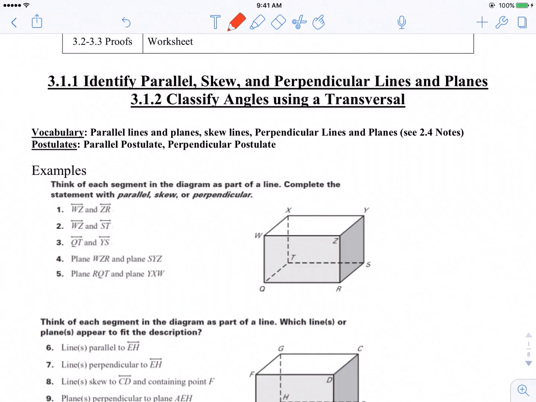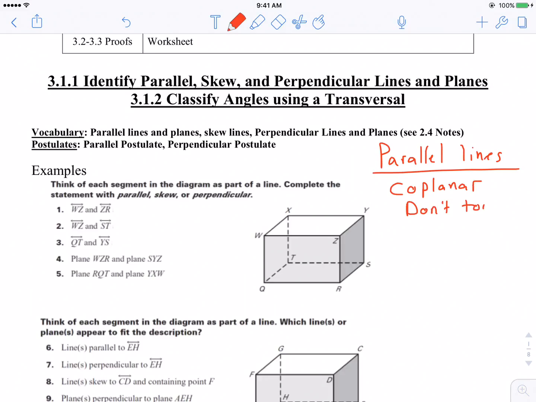First off, parallel lines. Parallel lines are coplanar and they don't touch. Okay? They do not intersect.